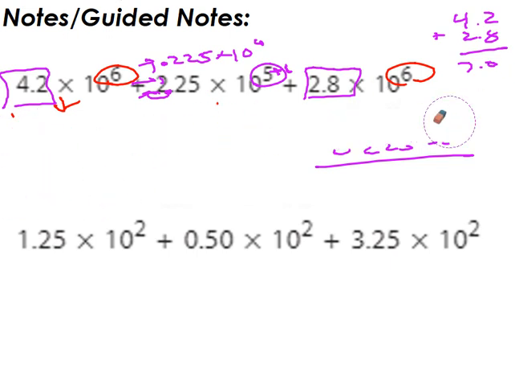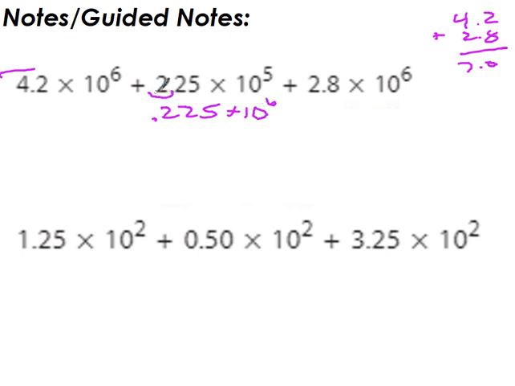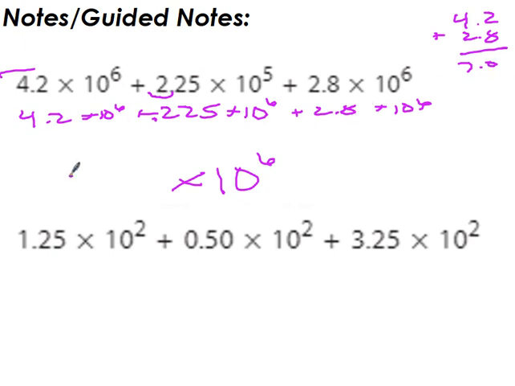So, going back here, I'm going to erase all of this. I know that this is 0.225 times 10 to the 6th. I moved it 1 further away from where it needs to be, so that's why I had to add 1 here. Now, because they all have the same power, I get to add just my decimals. And then I know my answer is going to be times 10 to the 6th power, because this stays the same. So we know 4.2 plus 2.8 is 7, and then when I add that with the 0.225, I get 7.225.